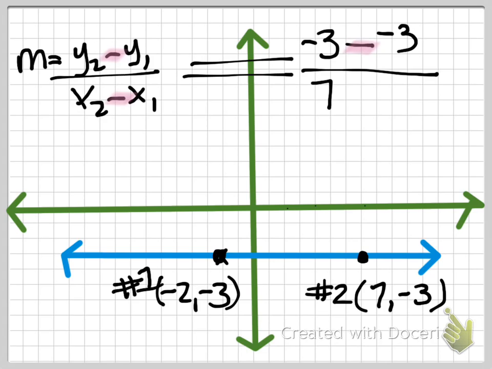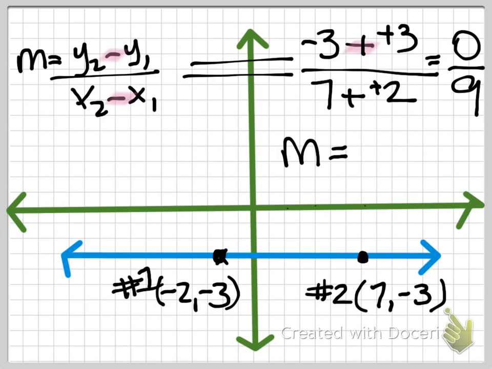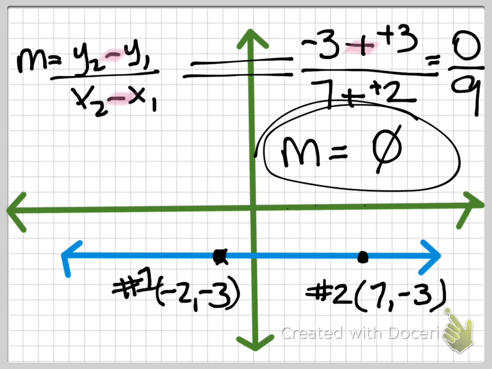x2 is 7, and x1 is negative 2. Both of those minus negatives turn into plus positives. So negative 3 plus 3 is 0. 7 plus 2 is 9. 0 divided by 9 is 0. You can have a 0 in the numerator, you just can't have one in the denominator. So the slope of a flat or horizontal line is 0.